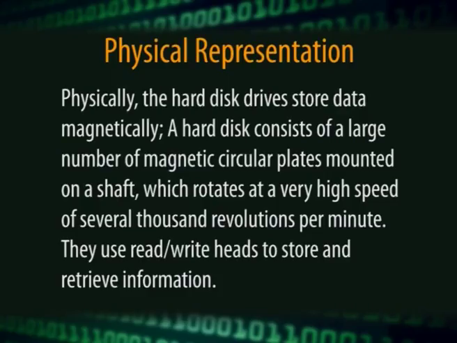The other representation of the hard disk is the physical representation. Physically, the hard disk drive stores data magnetically. A hard disk consists of a large number of magnetic circular plates mounted on a shaft which rotates at a very high speed of several thousand revolutions per minute. They use read-write heads to store and retrieve information.